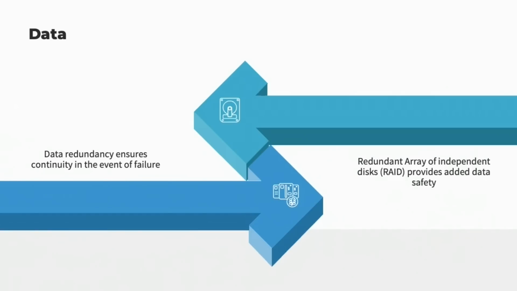RAID in and of itself applies at the level of the hard drive, and it's meant to protect data against the failure of a hard drive. So once again, if you only have a single hard drive and it fails, then all data on that hard drive is inaccessible. Now, of course, you can and should have backups that can be used to restore your data. But in a RAID configuration, multiple drives are configured so that if a drive does fail, your data remains available.